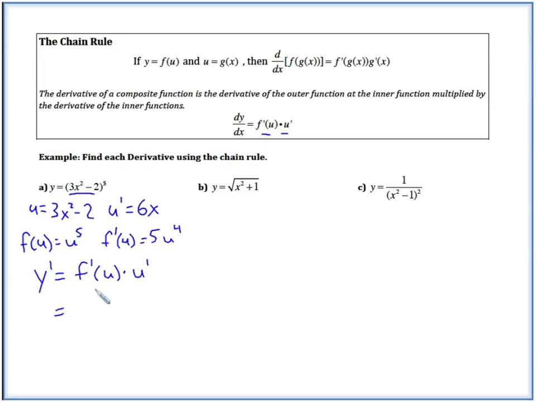So what is f prime of u? Well, we wrote it right here, and it is 5u to the 4th, and then u prime is 6x. Now we're not quite done because we want to write our derivative in terms of x. And so all we have to do now is substitute our u function right in here. So u, we said, was 3x squared minus 2. Okay, so we're going to substitute that in.